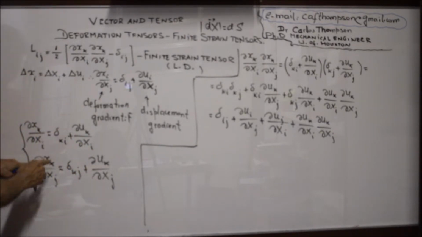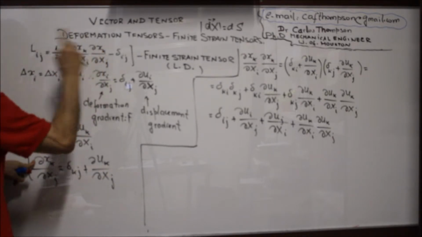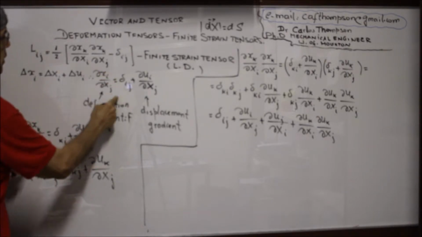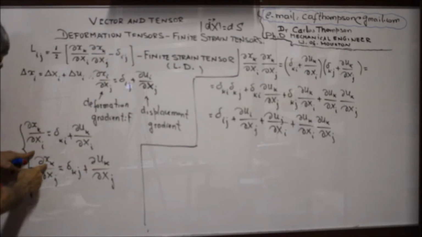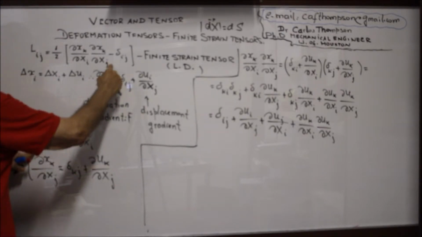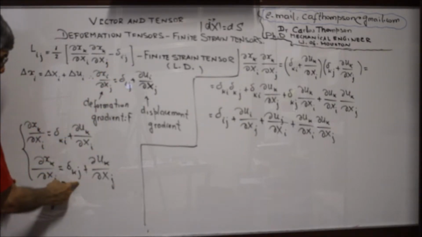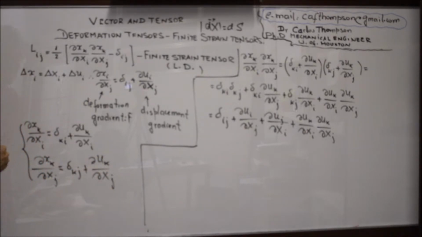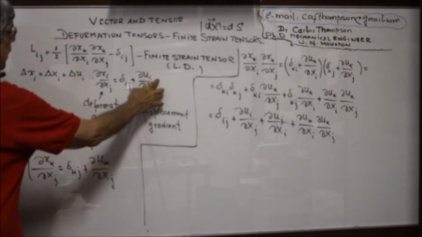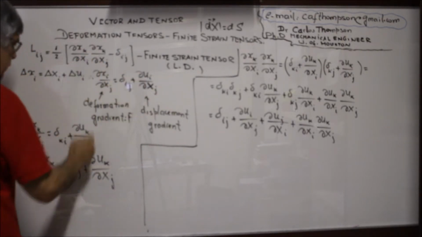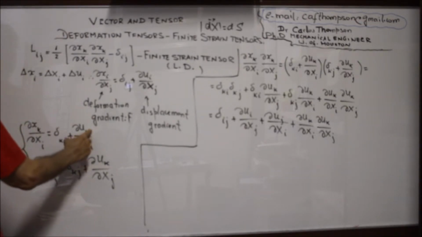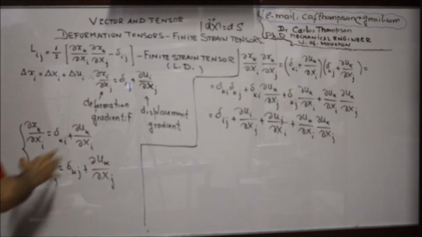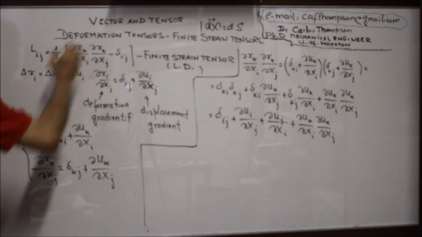Here, the partial derivative of xk with respect to capital Xj. You just compare here, so i is k, and here is j, and here is j. So delta kj plus the partial derivative of uk with respect to Xj. You move i and put k over here, and from here you move and put the i over here. It's quite easy just to compare.